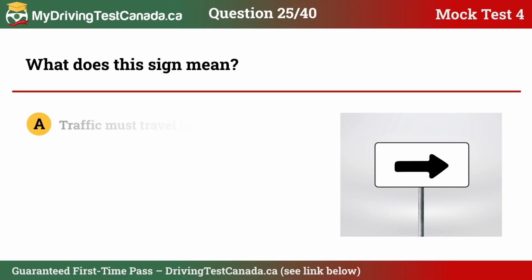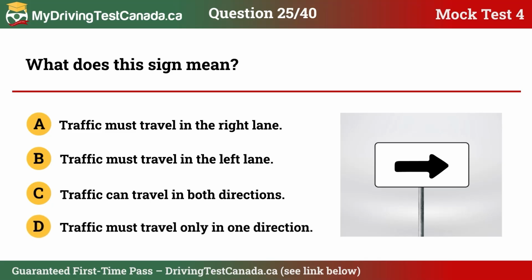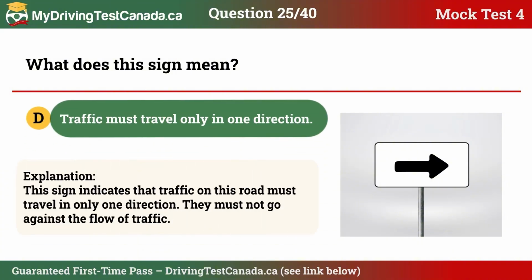A. Traffic must travel in the right lane. B. Traffic must travel in the left lane. C. Traffic can travel in both directions. D. Traffic must travel only in one direction. The correct answer is D. Traffic must travel only in one direction. Explanation: this sign indicates that traffic on this road must travel in only one direction. They must not go against the flow of traffic.